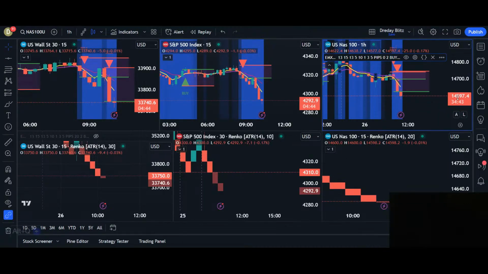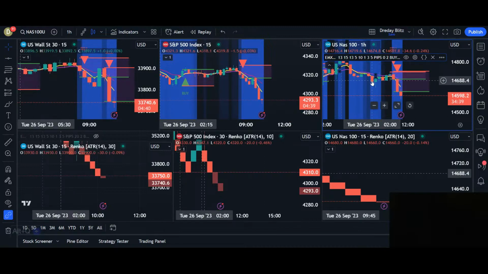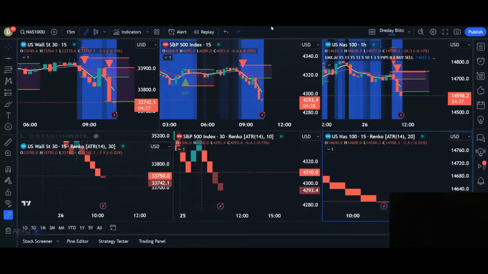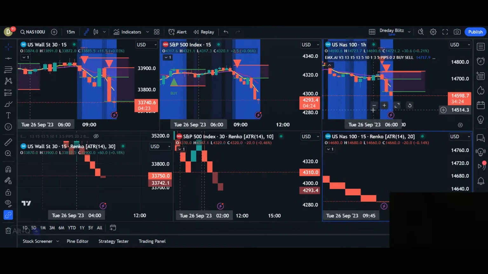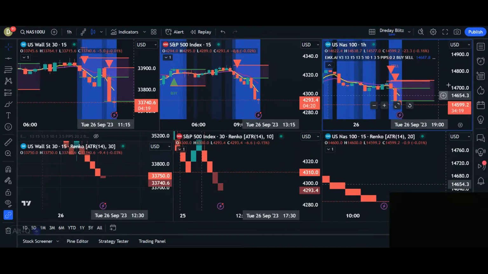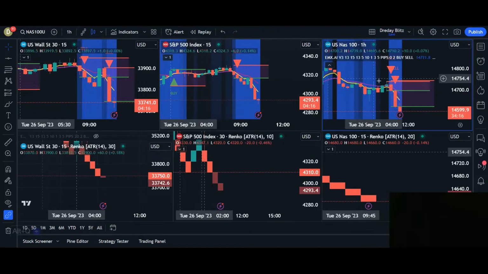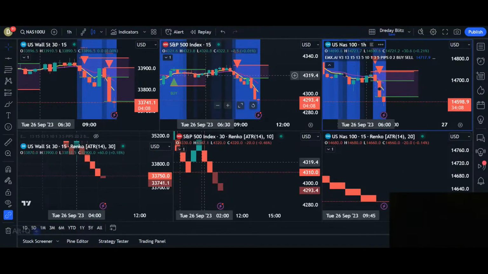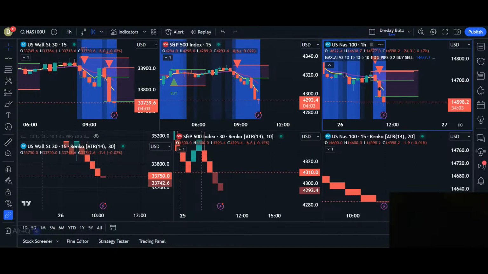Perfect. So we did have a signal for a sell again on the Nasdaq. That's the same time as S&P 500 and US 30. So that's perfect. We did have the two sells that came in for Nasdaq. All right, perfect, Leon. So that's perfect.